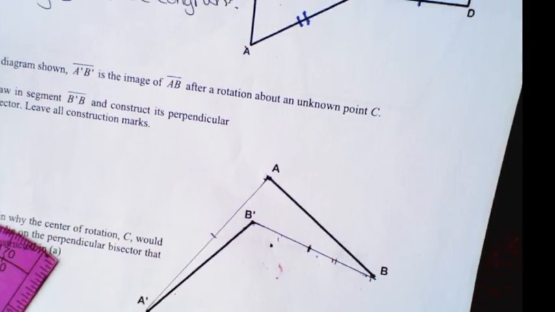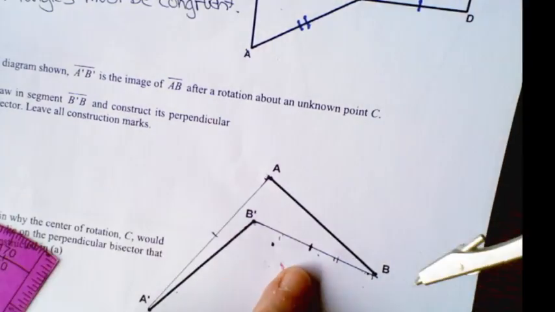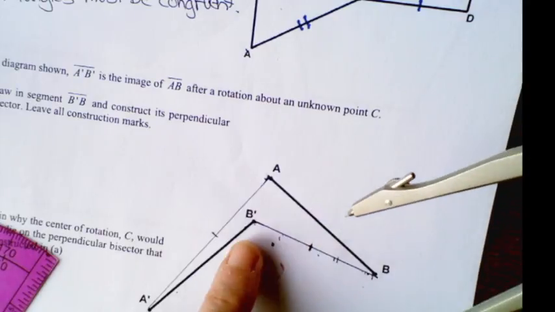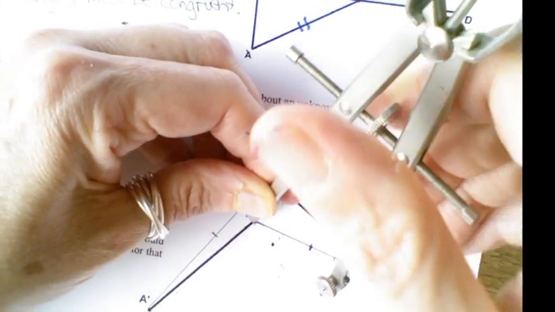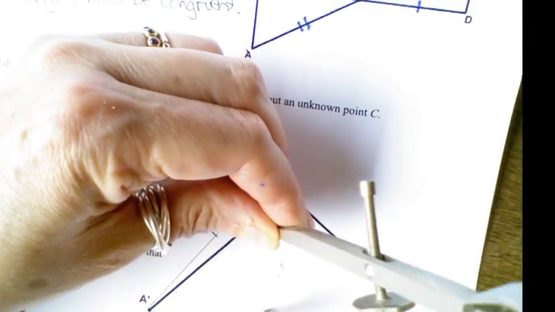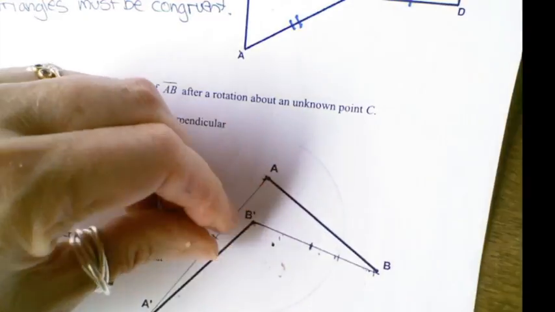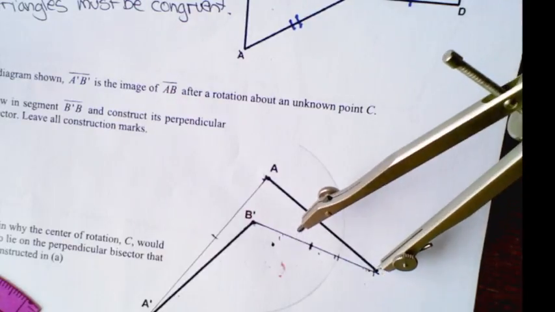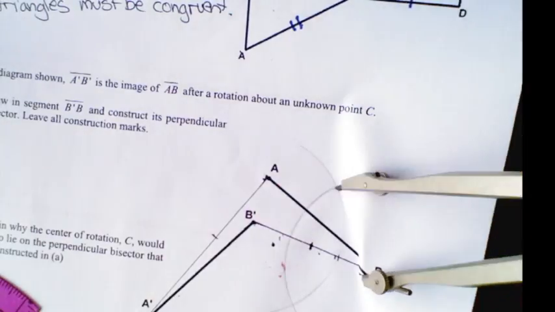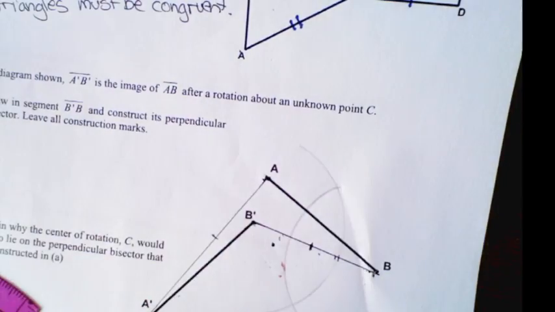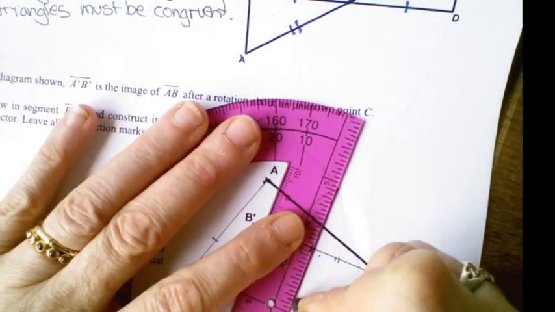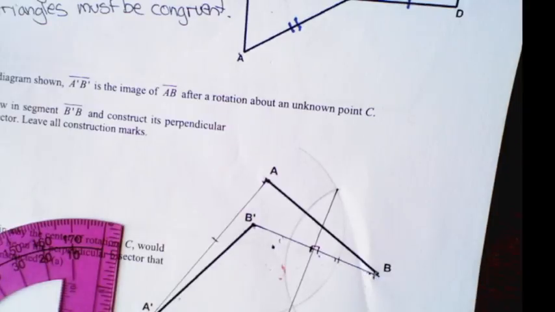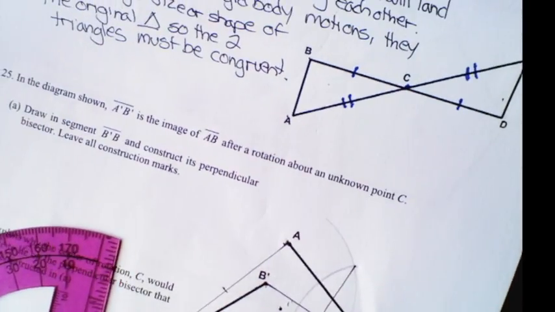Picking up my compass. First, let me physically locate the middle between B and B prime. I just sort of sketched a guess right now, so here I set my compass. There's an arc. Come to the other side, set my arc, and I'm going to connect them. So I just drew a perpendicular bisector there, but that's not what our goal was.